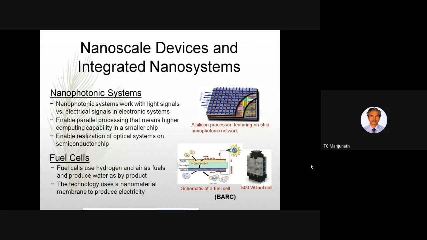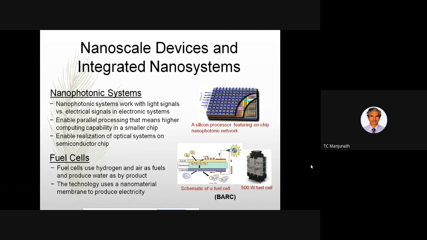As I already told you, millions of nanoparticles together will form a macro particle, right? So each and every nanoparticle will contribute its applications to the macro structures. So that enables the realization of optical systems on a semiconductor chip. Another big development is the use of nanotechnologies in fuel cells. Normally these fuel cells use hydrogen and air as fuels to produce water as a byproduct. And this technology uses a nanomaterial membrane to produce electricity, right?